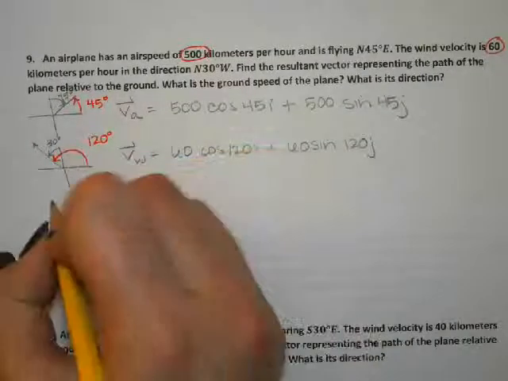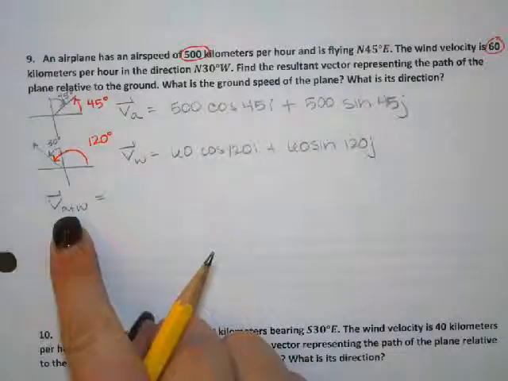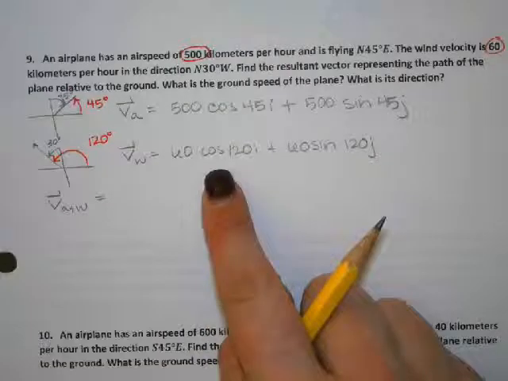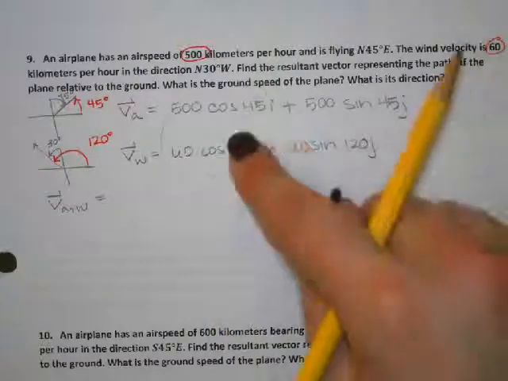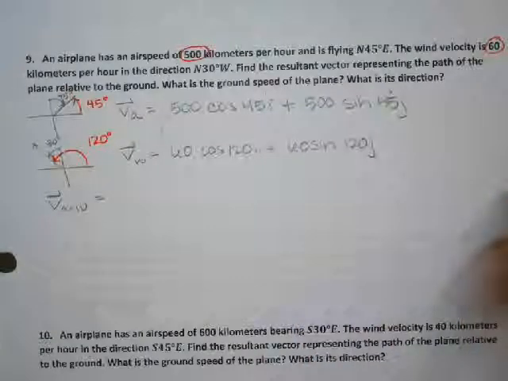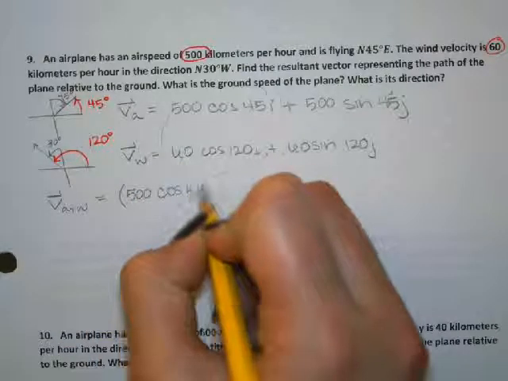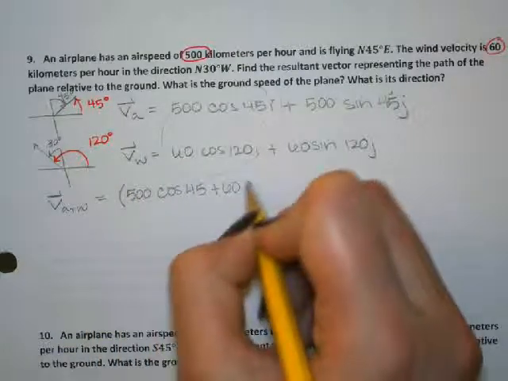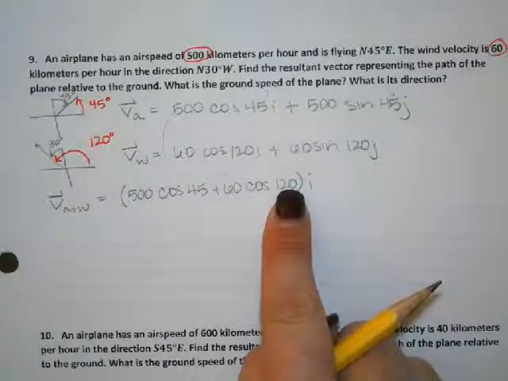Isn't that crazy how they named it that? It's almost like they knew. So I'm going to say vector of airplane plus wind. And how do I add these together? I's and j's. I'm thinking about these as x coordinates and y coordinates. I'm going to combine my x's and combine my y's, basically. So I'm going to say 500 cos 45 plus 60 cos 120. That's the number I'm going to have in front of i.